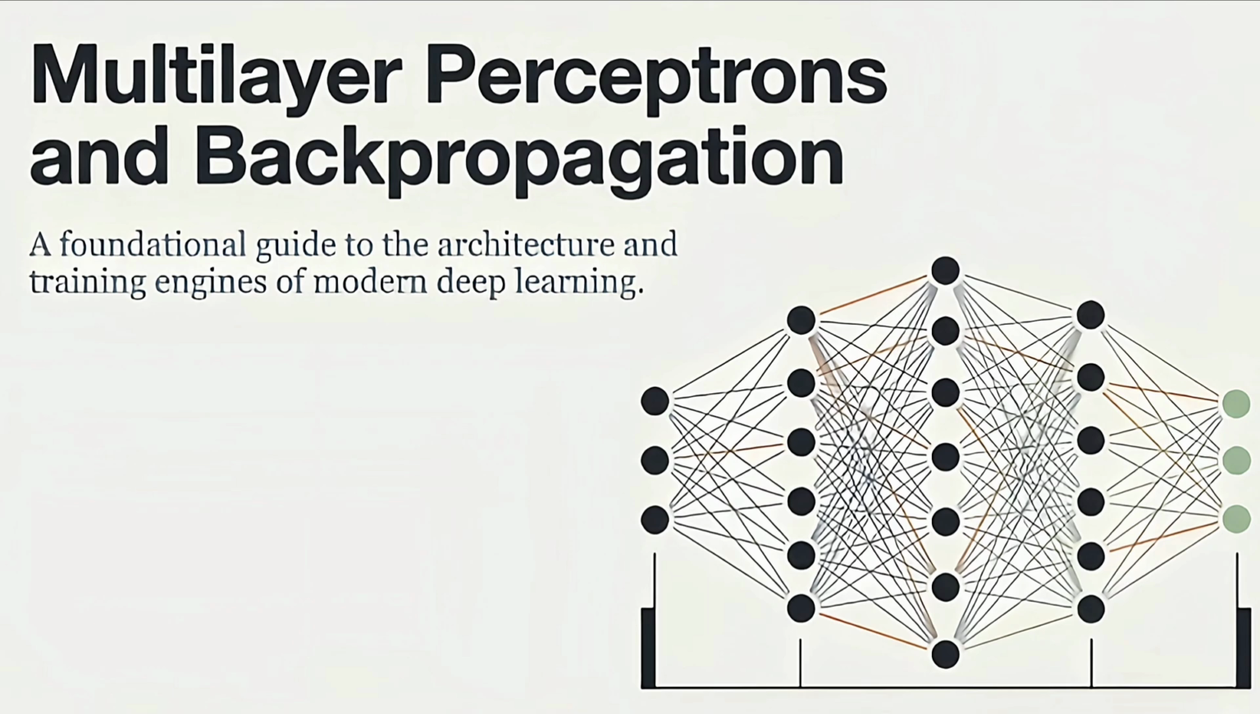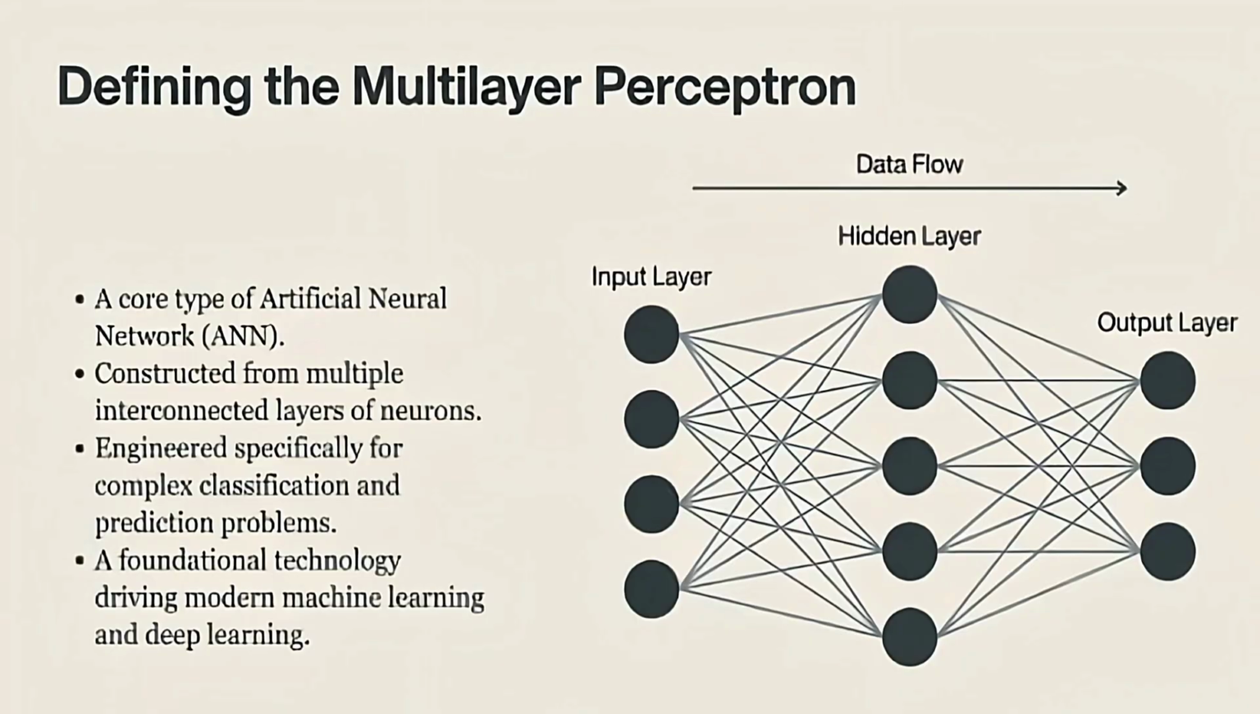from data. A multilayer perceptron is a type of artificial neural network made up of multiple layers of interconnected neurons. These layers work together to process input data and produce an output. MLP models are powerful because they can learn complex patterns from data, making them useful in applications like image recognition, speech processing, and data prediction.